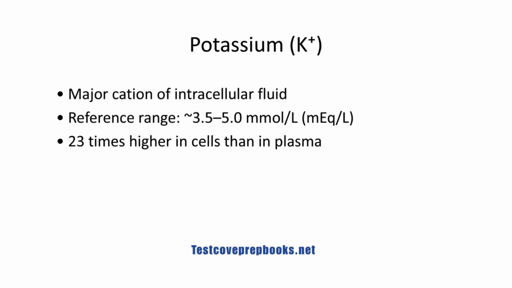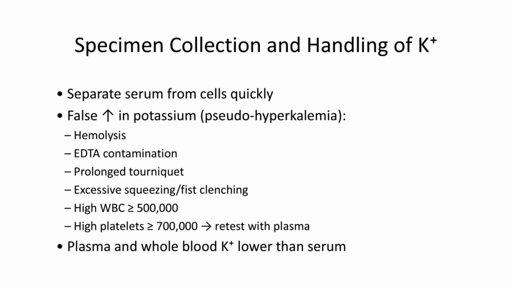Potassium is the major cation inside cells, making it the primary intracellular cation. Its normal range in plasma is about 3.5 to 5 millimoles per liter. Importantly, potassium is about 23 times more concentrated inside cells than in plasma, highlighting its role in nerve impulses and muscle contraction. When we are dealing with potassium testing, proper specimen handling is critical.